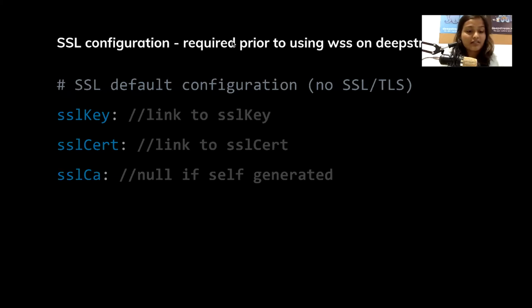Once you have generated the SSL certificate by either of the two methods, you will get three different files. If you have generated it yourself, you would of course not have the certificate authority, but you will have the other two, which are the SSL key and the SSL certificate. What you have to do in order to make the connection secure is to link these files at this particular place in the configuration file of your Deepstream IO server. By default, these three keys are null in the SSL section of the configuration file. Once you link them and connect to the server, it's secured WebSockets.